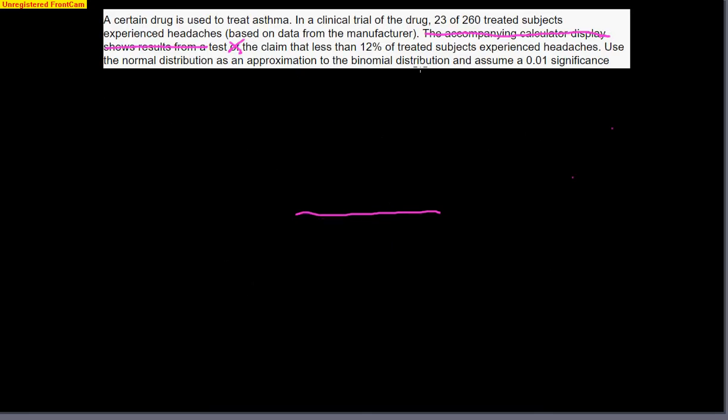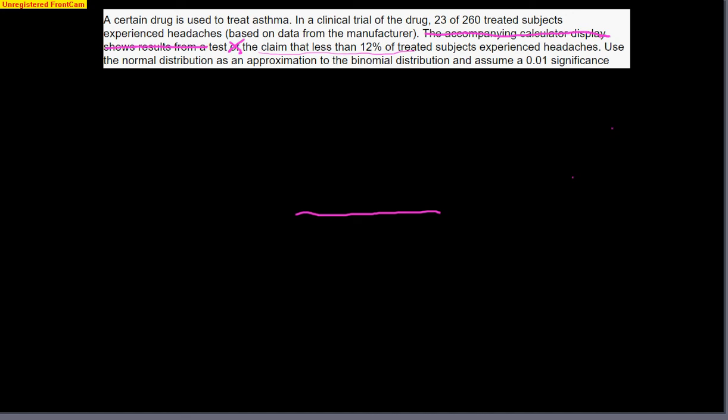It says a certain drug is used to treat asthma. In a clinical study of that drug, 223 people out of 260 people on the drug had a side effect of headaches, if you can sort of imagine that. There's been a claim made that this drug will only cause headaches in less than 12% of our subjects. We as statisticians are going to go ahead and test the claim that less than 12% of people who take this drug will in fact get headaches.